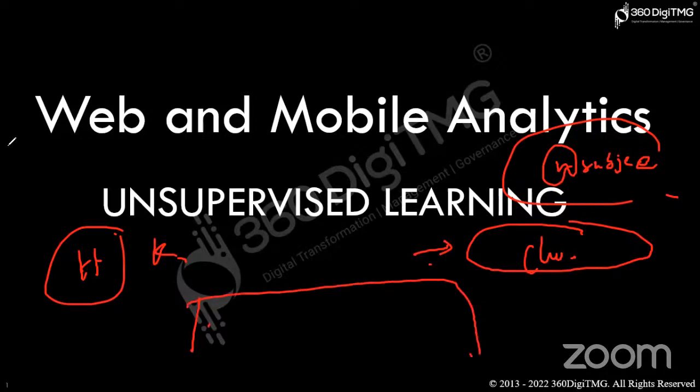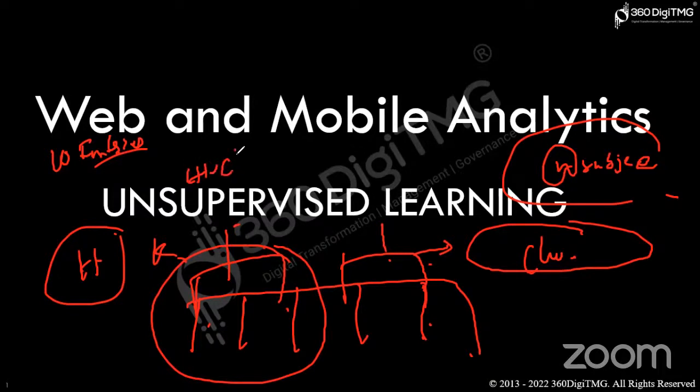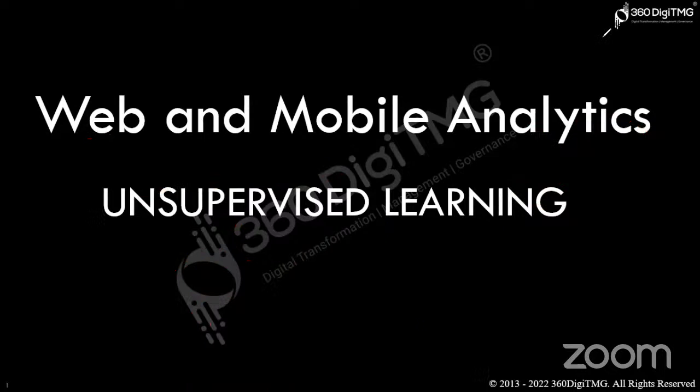Something like, if you have taken 10 entries, based on the similarity of those entries, we simply group them into different groups. This is what we do when it comes to hierarchical clustering. But when it comes to k-means clustering, it is a bit different. We'll see how the k-means algorithm works.